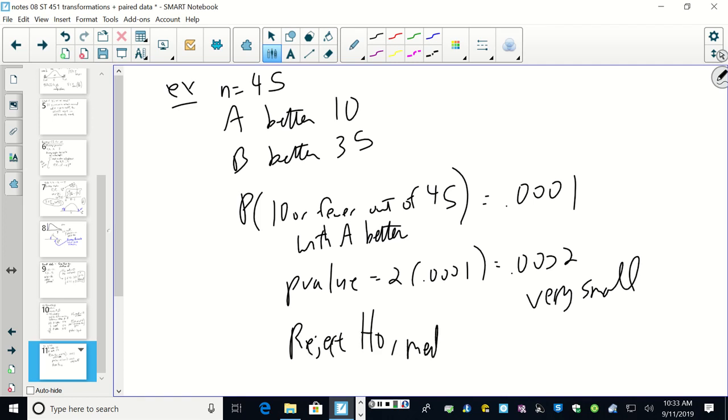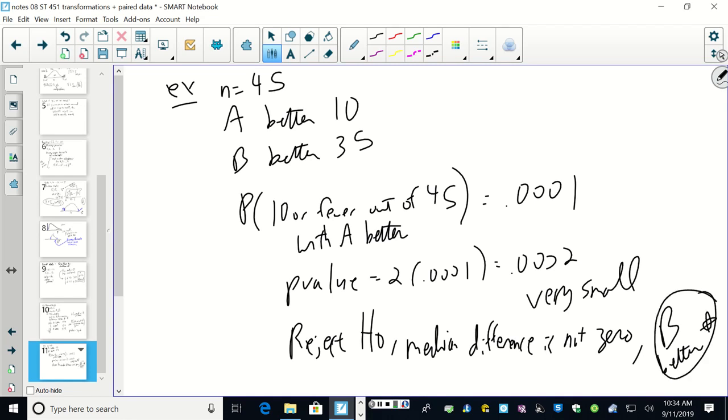Median difference is not 0. And we would conclude that B is better, and recommend that one B use it.